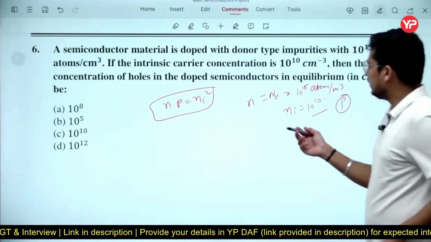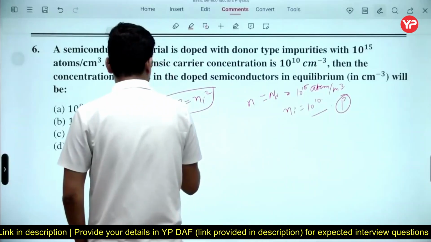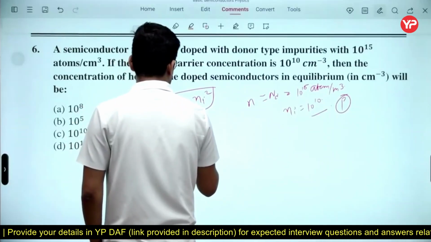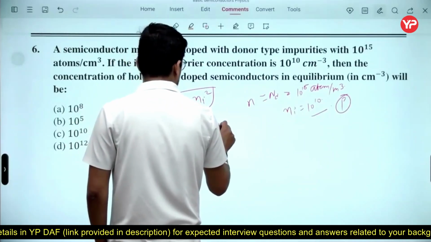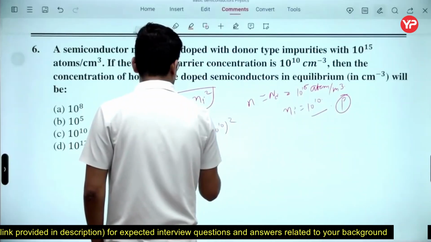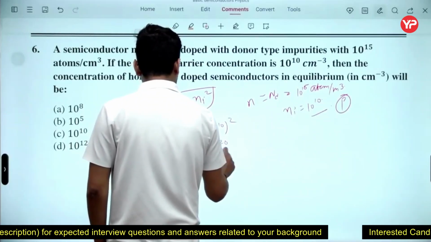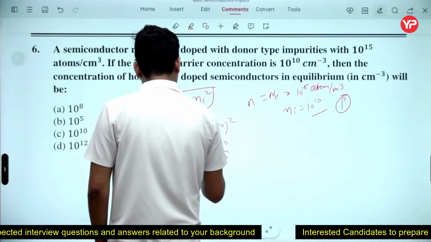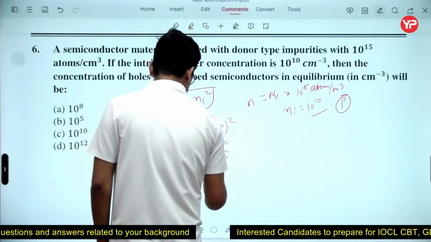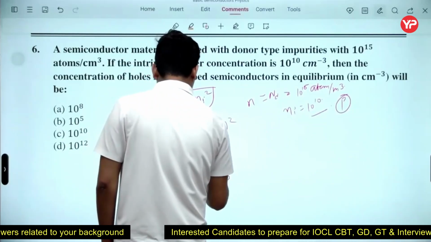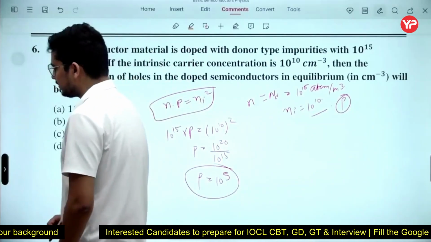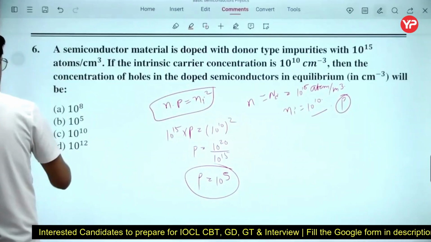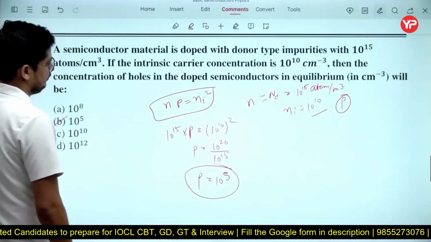So we replace the n value, that is 10 raised to power 15, into p equals Ni square, meaning 10 raised to power 10 whole square. So this is 10 raised to power 20 divided by 10 raised to power 15. So the p will be 10 raised to power 5, right, that will be 10 raised to power 5. Very good.